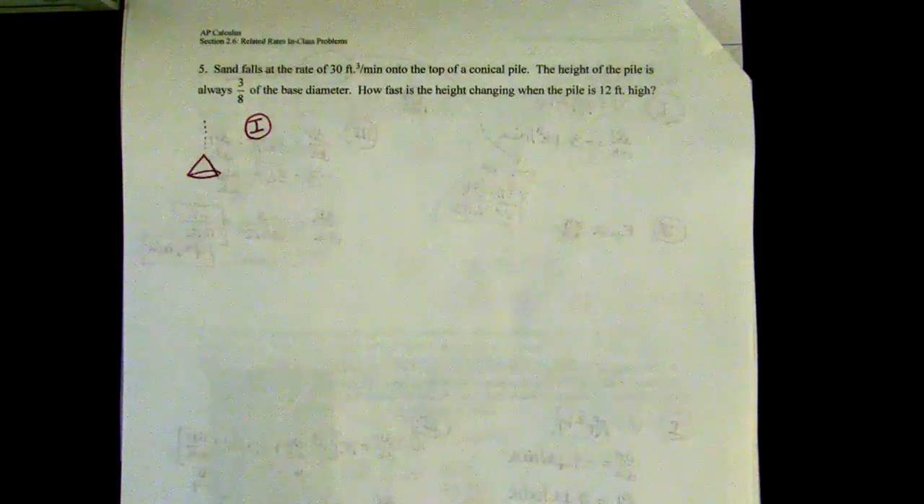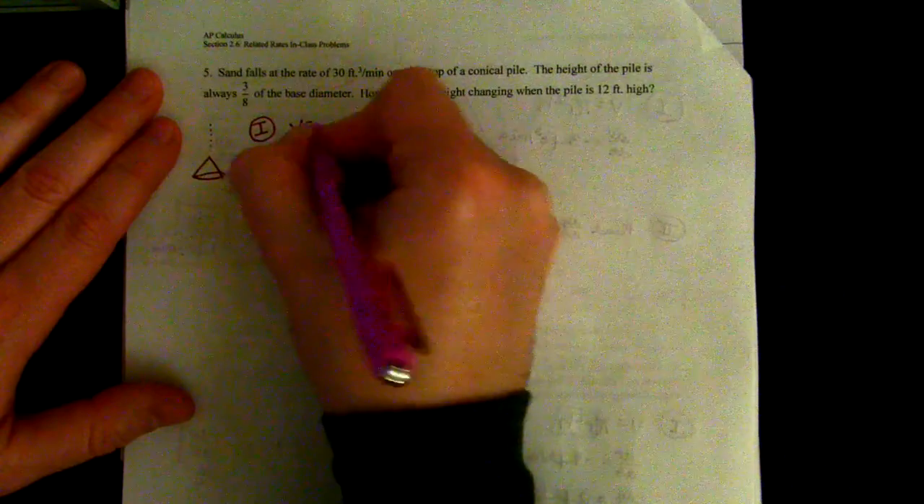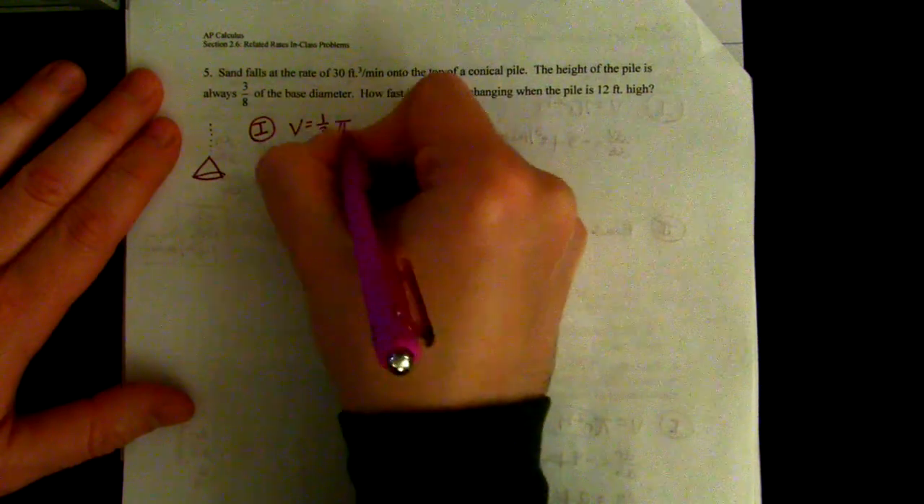First of all, you need the formula for the volume of a cone. I bet you can find that on the front of your packet. Go get that and write down that formula. Volume of a cone is going to be 1/3 pi r squared times the height.